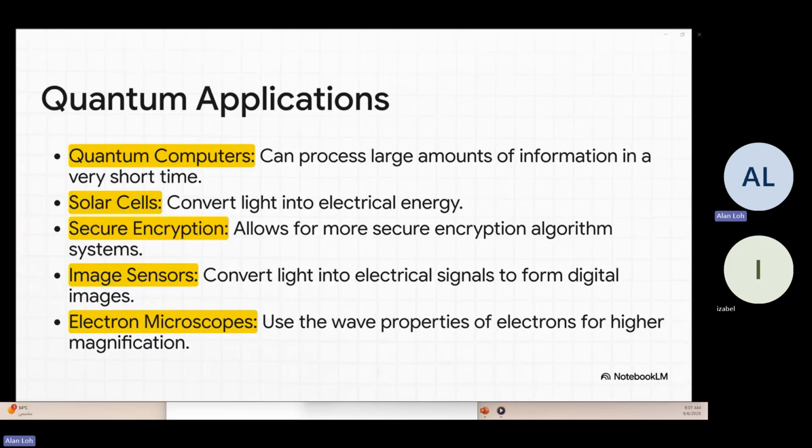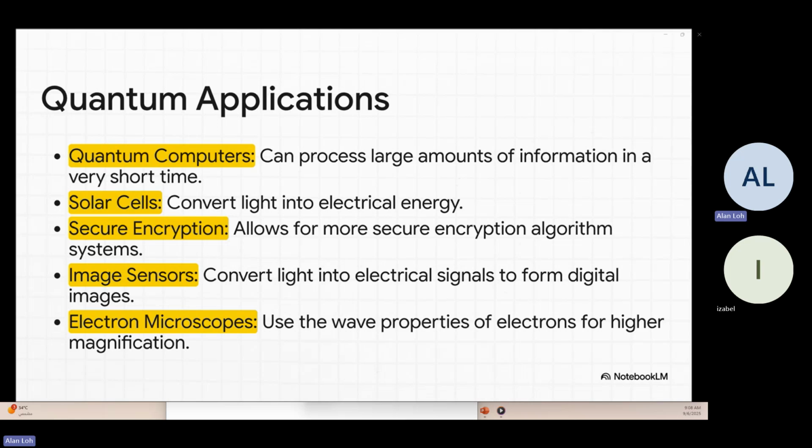Well, the image sensor in your phone's camera, that's the photoelectric effect in action. Solar cells converting sunlight into electricity, that's all about photons. The electron microscopes that let us see viruses and design new medicines rely on the wave nature of electrons. And today, we are pushing this weirdness to its limits, building things like quantum computers and unhackable encryption systems. These strange quantum rules are literally the blueprint for our future.